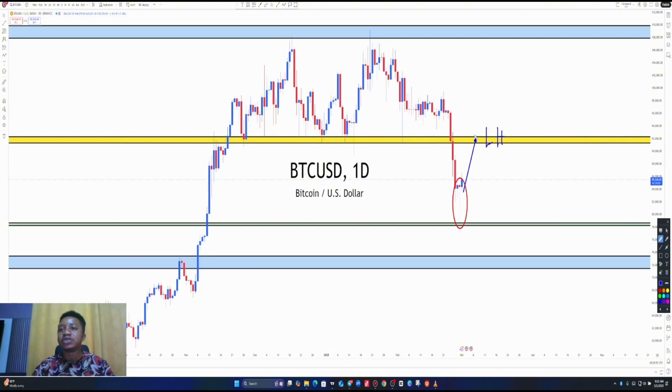Sellers come in again to sell. So what are we doing again? We are capitalizing on the lower high before it completes on the weekly resistance level. All right, so let's take it again to daily time frame.